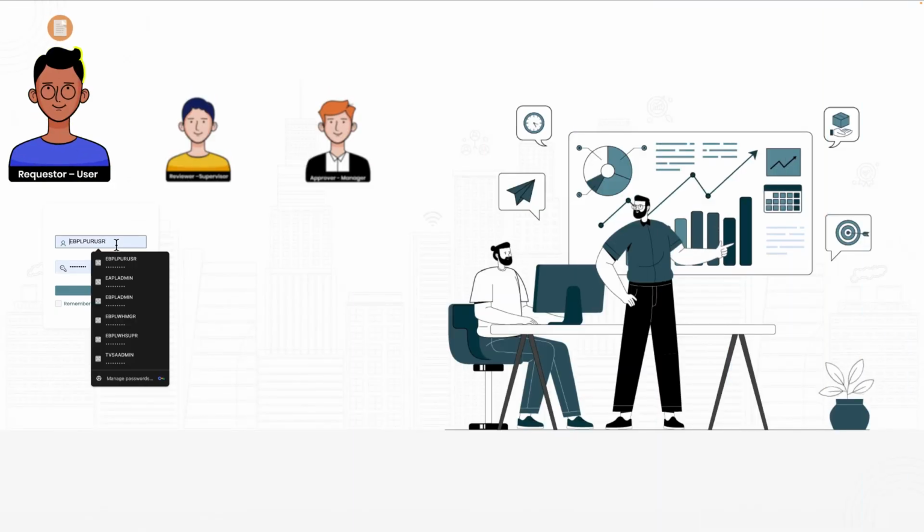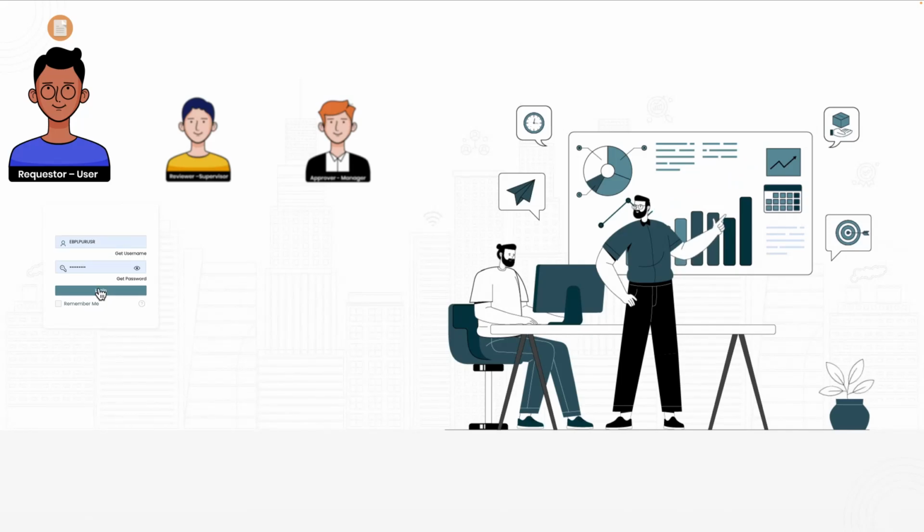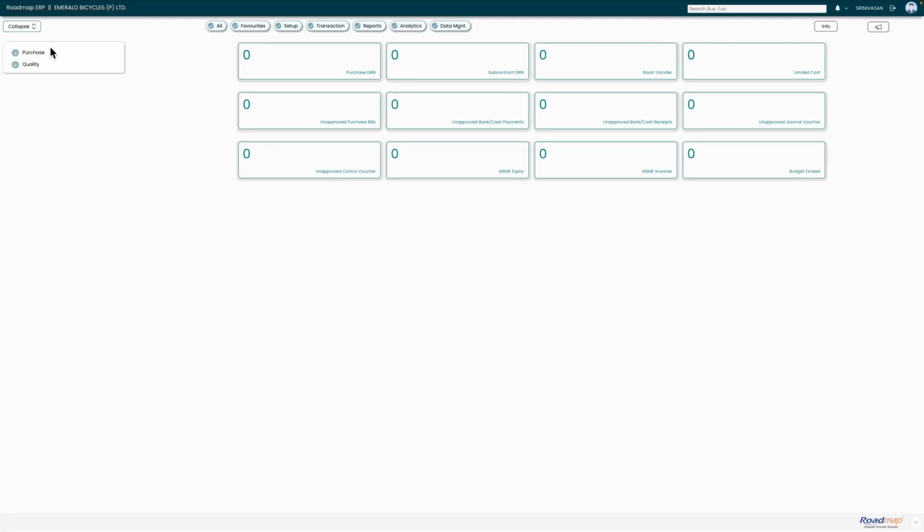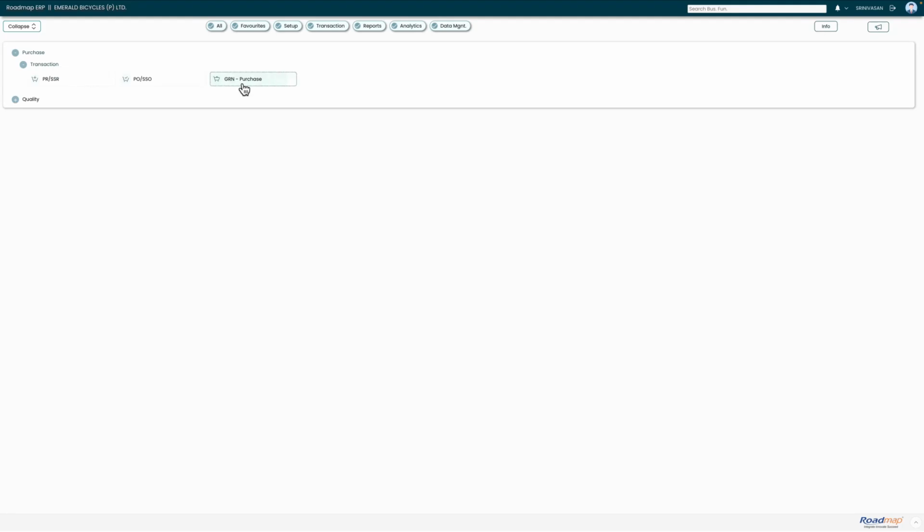Here, we'll be logging in as our purchase user. Now click on login, click on purchase. At transaction, you have GRN purchase.